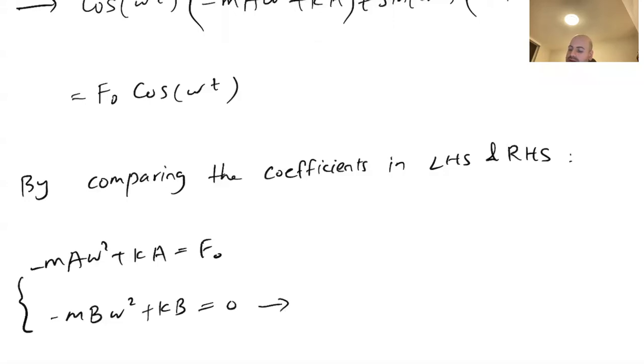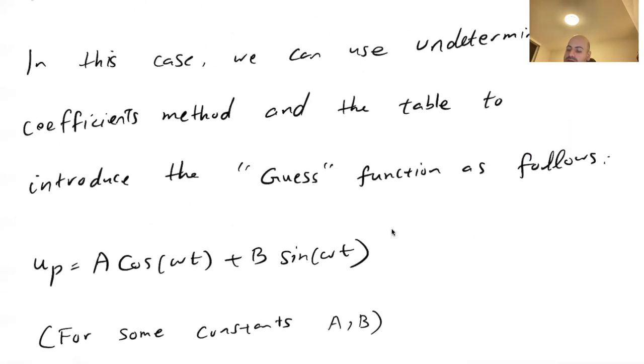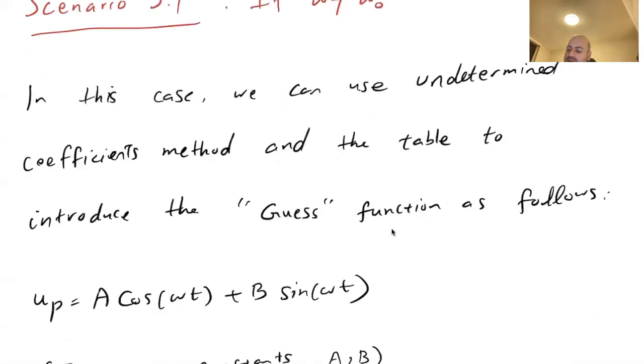So for this one, if I factor B out, B times minus m omega squared plus k equals 0. This implies that either B is 0 or this term is 0. A product of two terms equals 0, so either the first one is 0 or the second one is 0. But the second one is not 0 because we are assuming that omega is not the same as omega naught. So this is non-zero since omega is not the same as omega naught by our assumption. Remember, we are in scenario 3.1 where we are assuming omega is not the same as omega naught.